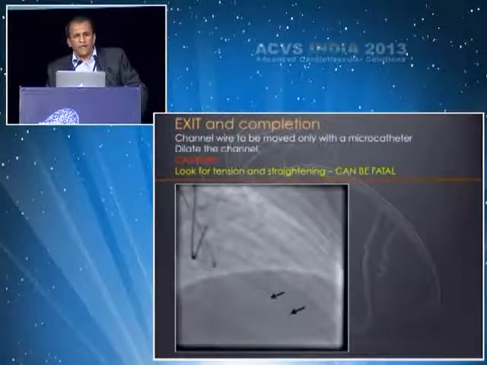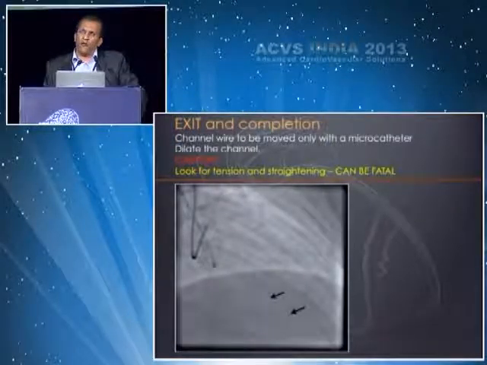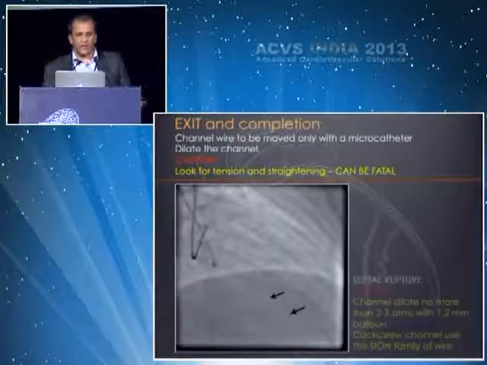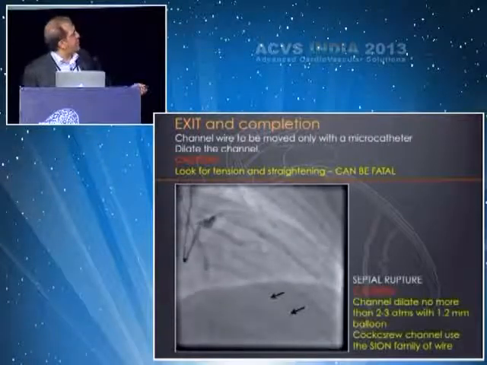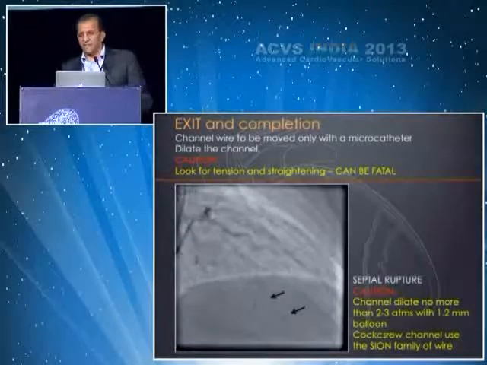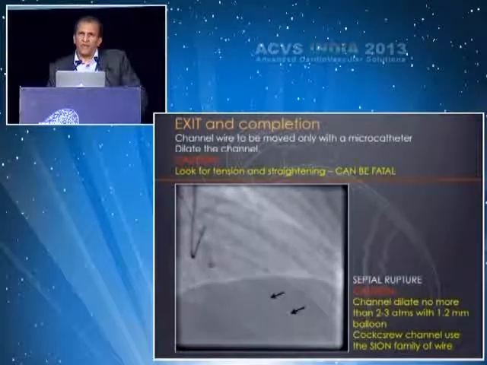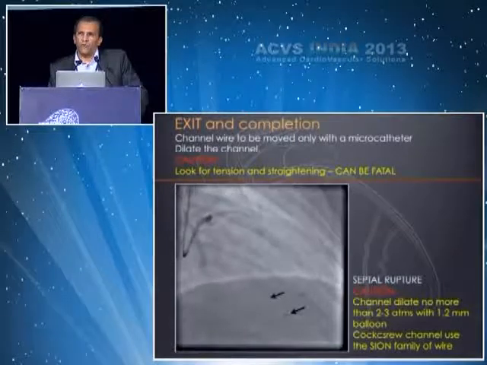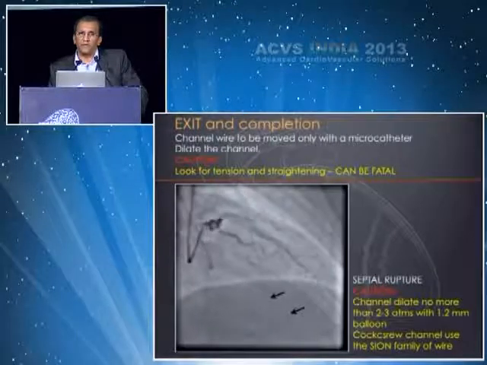Also look for straightening of the channels, and look for septal perforations and septal hematomas. These can be nasty and fatal. And it is important that if you have to dilate a channel, don't do it with more than a 1.2 balloon, and don't go to more than 3 atmospheres of pressure.